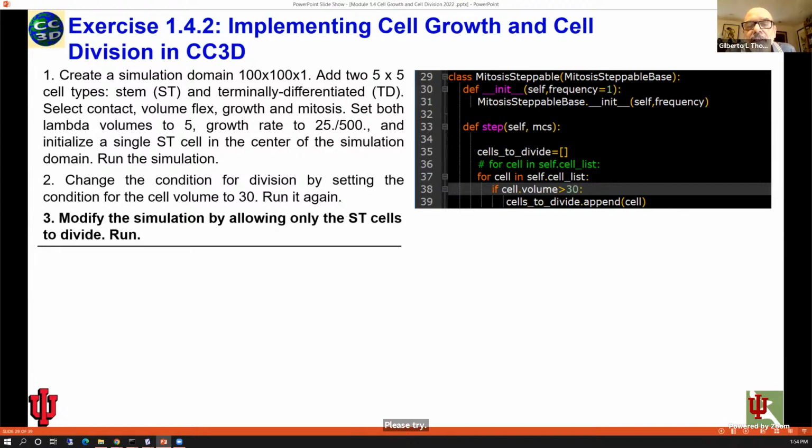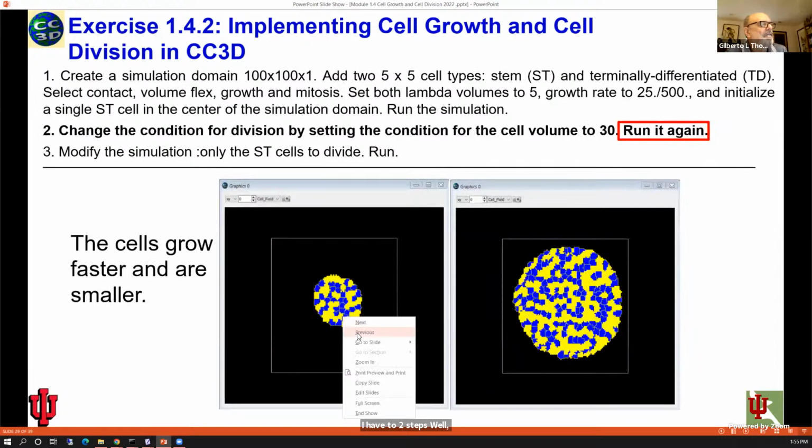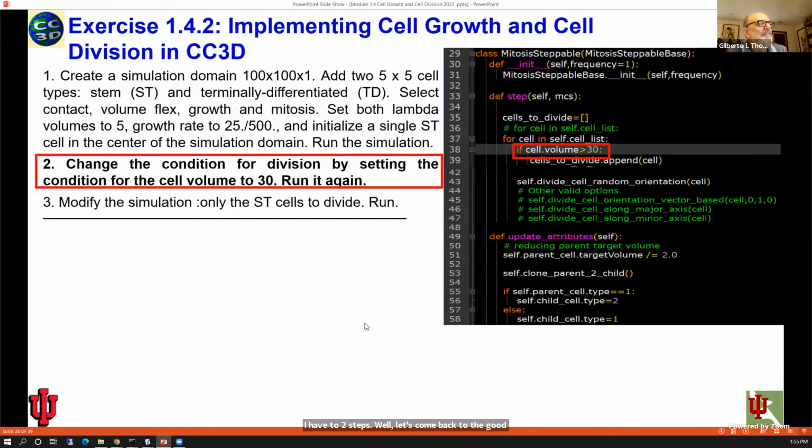After changing to 30, let's see the question here. My cell just dies after a few steps. Well, let's come back to the code, the change. The only line you have to change is this one. Anybody else has the same problem? Cell dying after division?